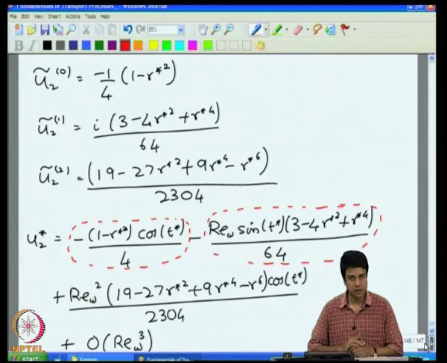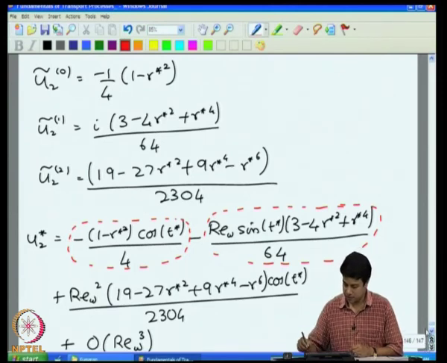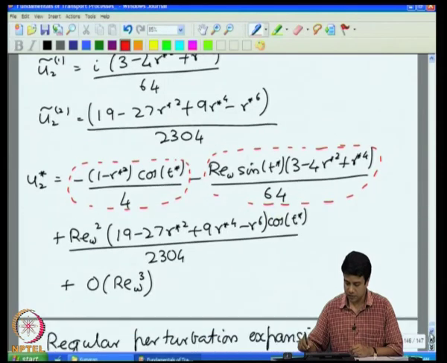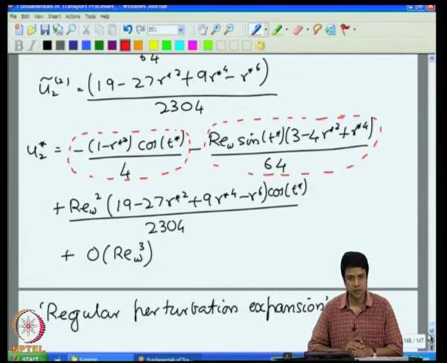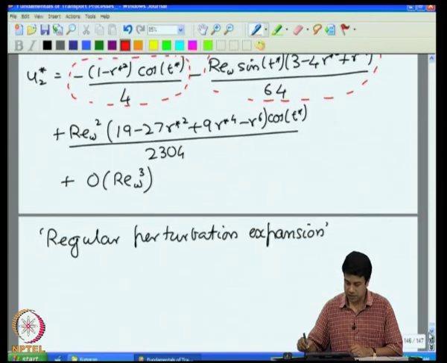As expected, we get the steady solution with the pressure given by cos t as the leading order solution. And then there are corrections to that. There is an Re omega correction, which is the first effect of inertia on the leading order solution. Then there is the Re omega squared correction and so on. Okay. And in this particular solution, we have neglected terms that are proportional to Re omega cubed and higher order terms. And as I told you, this illustrates the procedure of a regular perturbation expansion.